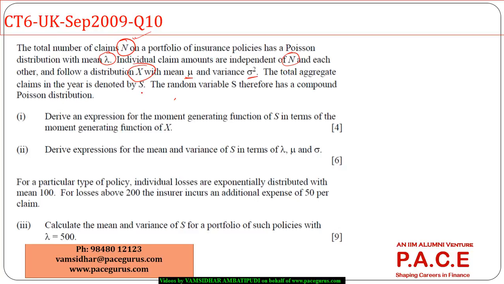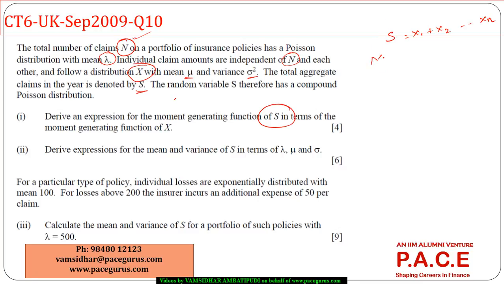So the total aggregated claims is this much. Basically S is X1 plus X2 plus so on up to XN. Random variable S therefore has a compound Poisson distribution, because the number of claims is following a Poisson distribution. So S is following a compound Poisson. Derive an expression for the moment generating function of S.